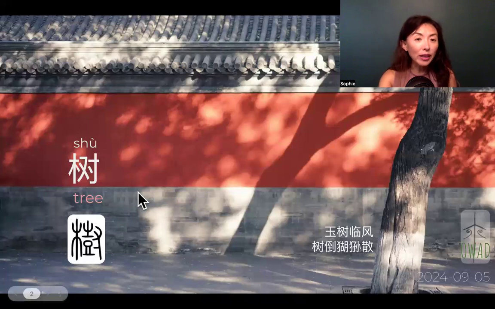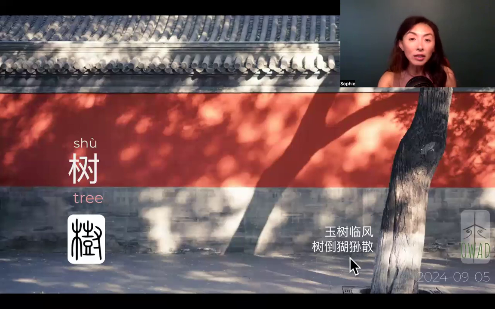So that's Chinese tree, 树. That's how we pronounce it. And we have at least two, because trees are such a common feature, and the tree planting, I guess, is a common practice since ancient times. So we have lots of expressions using this character.